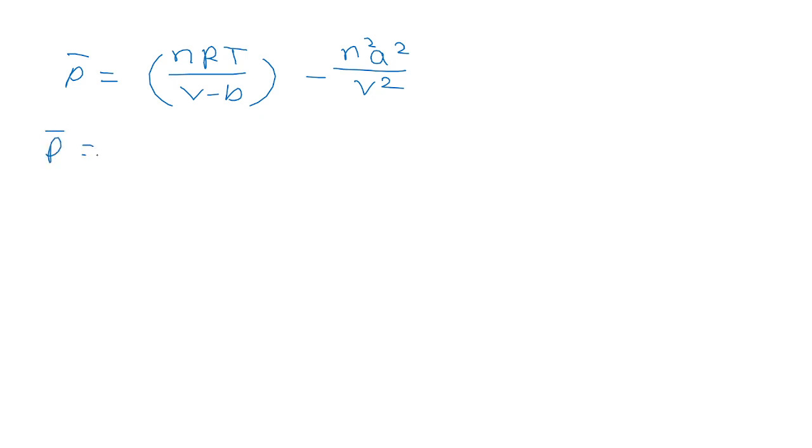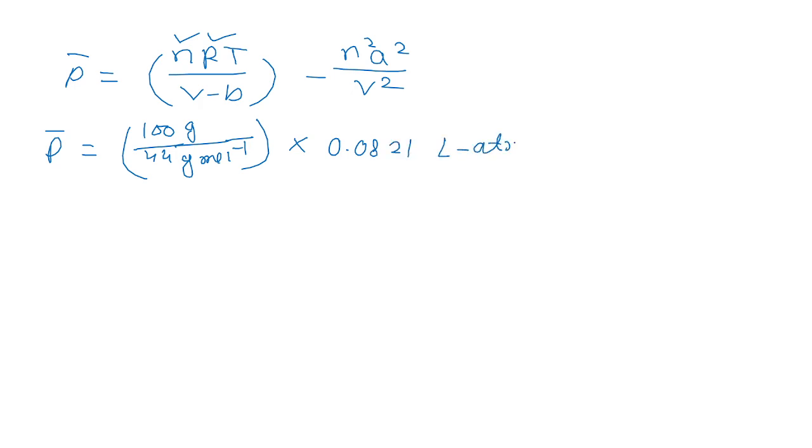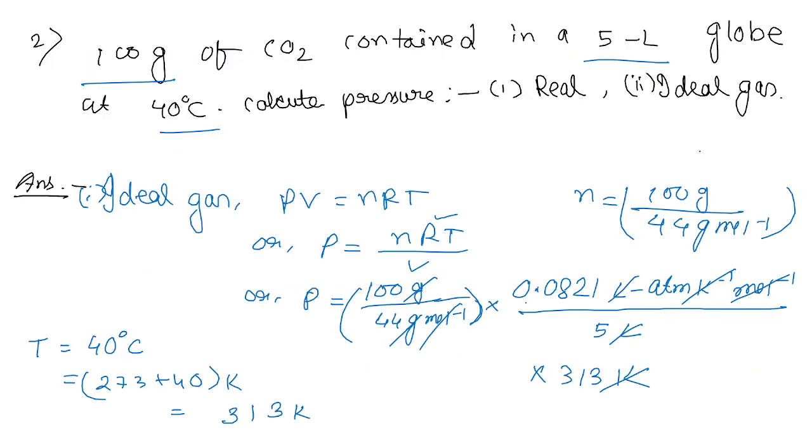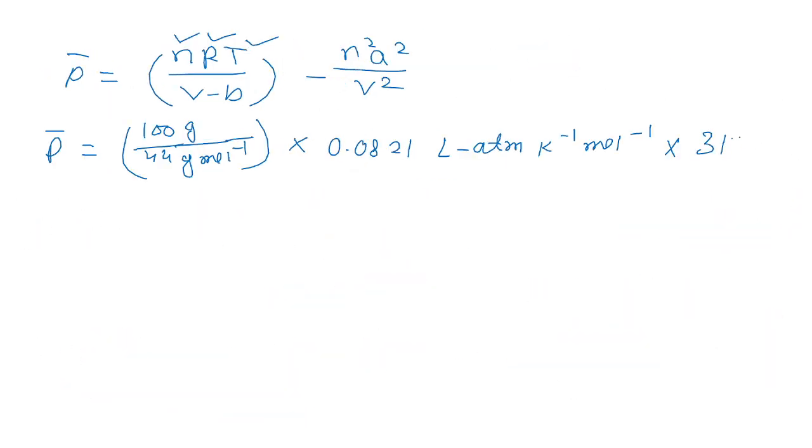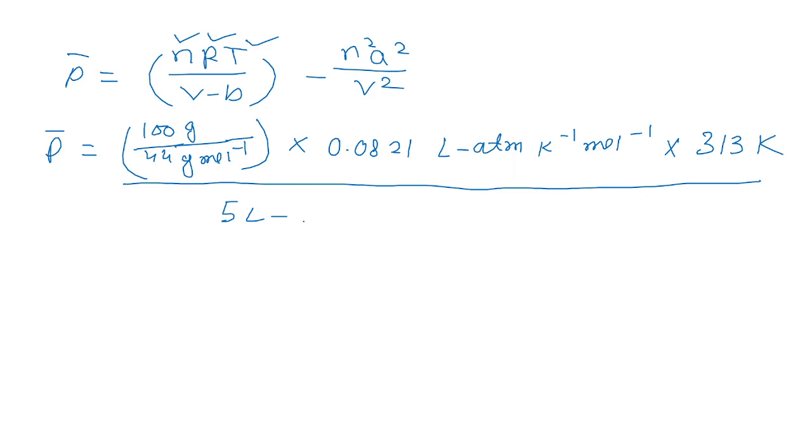Okay, I'm just putting the values. n is 100 by 44, gram per mole inverse. The R value is 0.0821. Temperature is provided, 40 degrees centigrade. Then V minus b. What they provided for V, I think it was 5 liter. So 5 liter minus b.